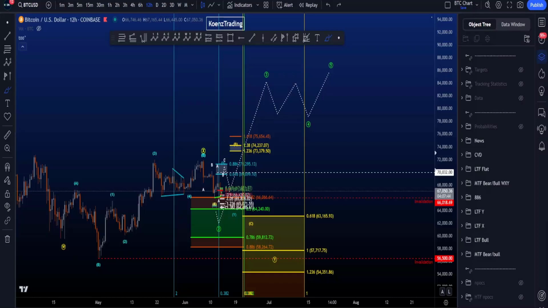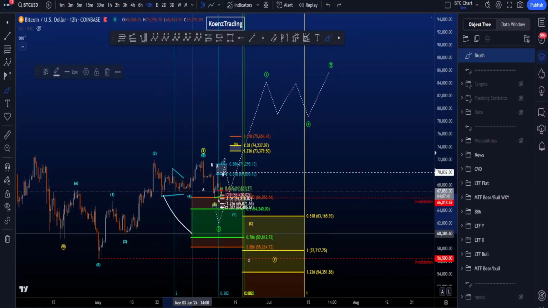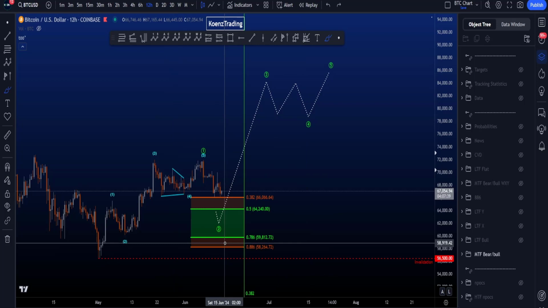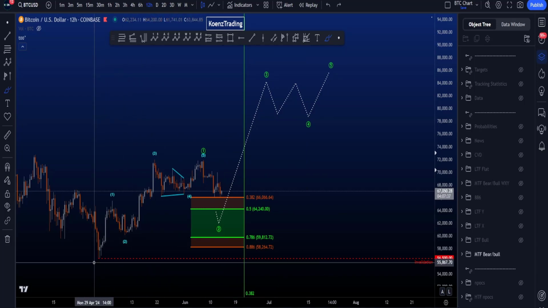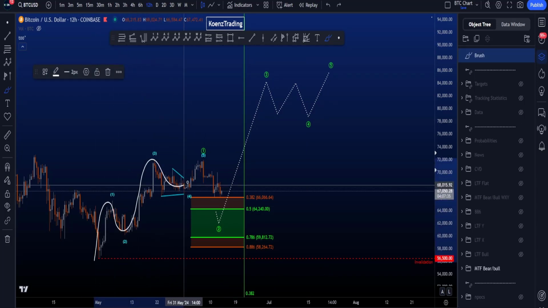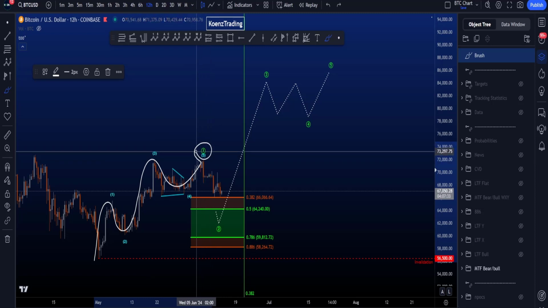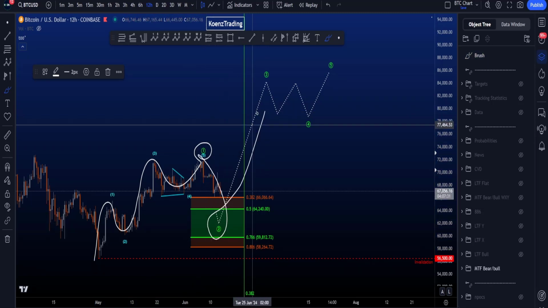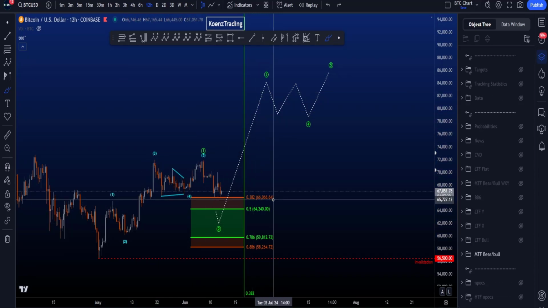Hi everyone, let's go over my bullish and bearish Elliott wave scenarios on Bitcoin, starting with the bullish scenario on the 12-hour time frame, where we're looking at a finished 5-wave impulsive structure to the upside in a wave 1, aiming for 2, and then a continuation to the upside in a wave 3.